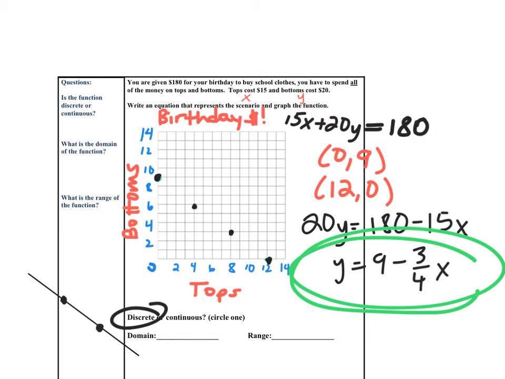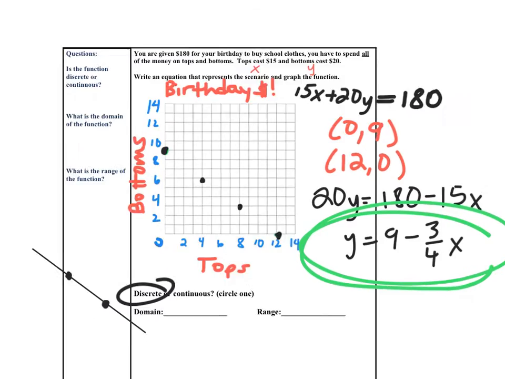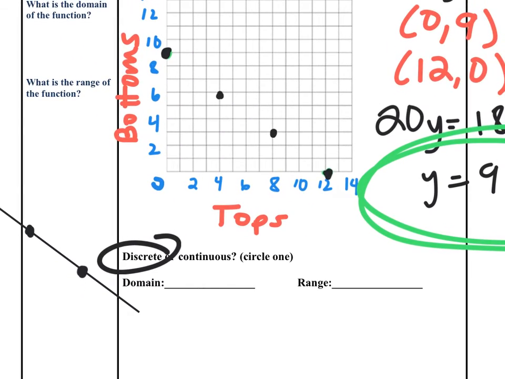My domain for this one would only be the numbers for those points that I've graphed. So I'm going to help you on the first one. My domain for x's would be 0, 4, 8, and 12. Do you see how I did not write an inequality? Because we did not have a continuous function. So what's my range going to be? Pierre? 0, 3. There you go.